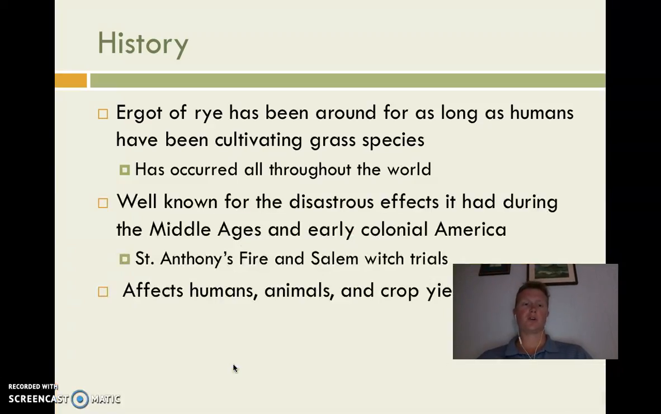Some history on ergot of rye. It has been around for as long as humans have really been cultivating grass species. It is found throughout the world and has had a disastrous effect throughout the time that people have been colonizing and growing wheat and other different grass species. And this pathogen is particularly bad because it affects humans, animals, and the crop yields.